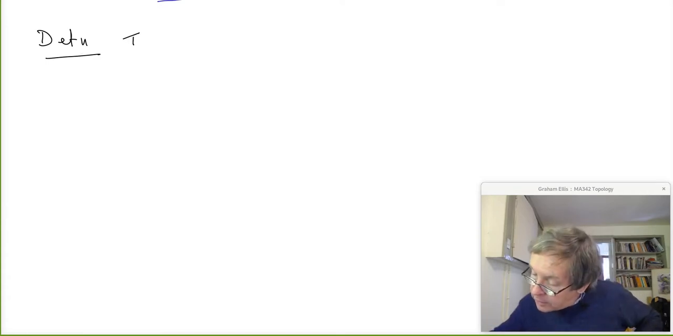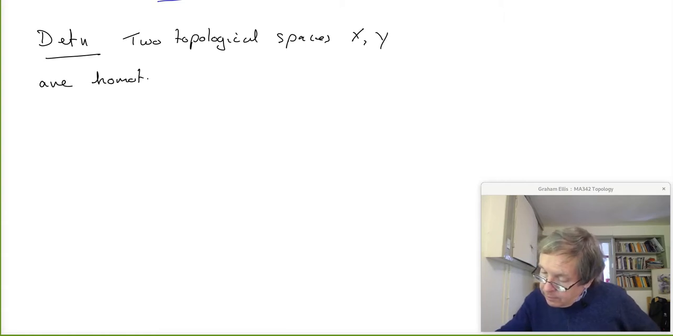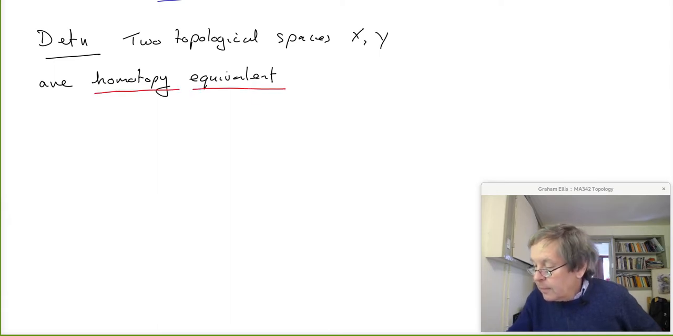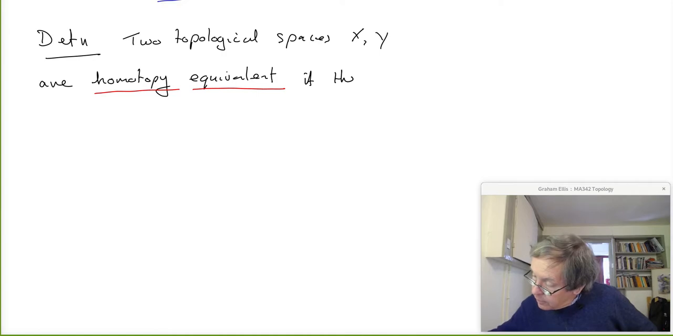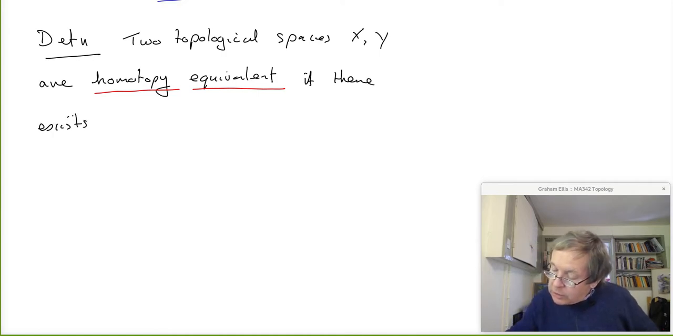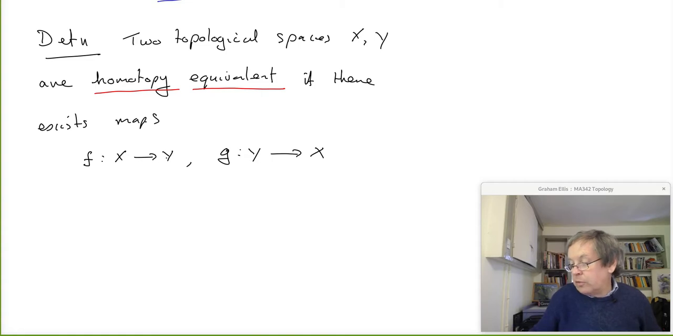Two topological spaces, X and Y, are said to be homotopy equivalent if there exist two continuous functions, two maps, which I'll call F from X to Y, and I'll call my other map G. But now I'm going to change things a bit. G is going to be a map from Y to X. So now F goes from X to Y, but G is a map from Y to X.